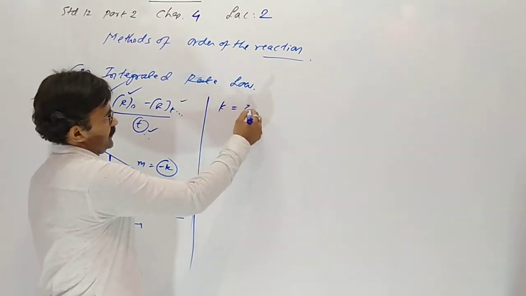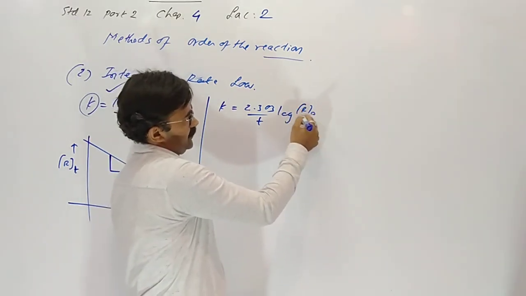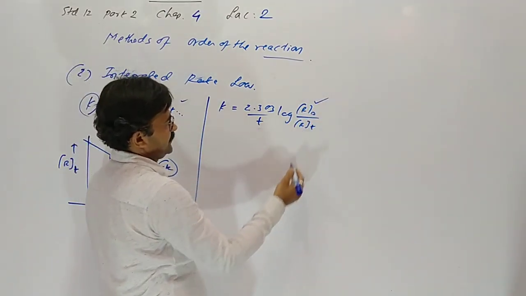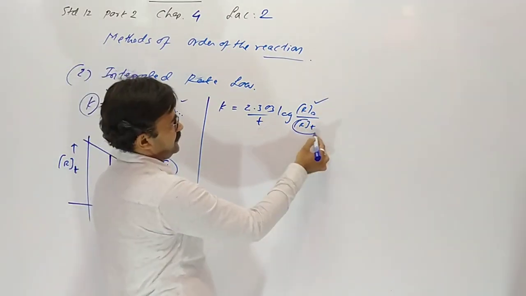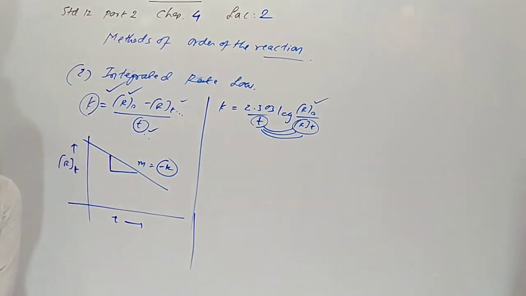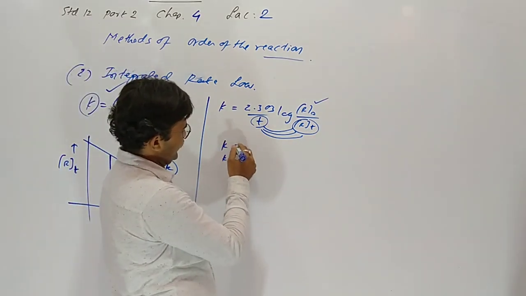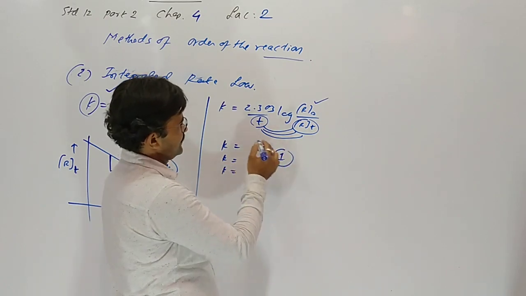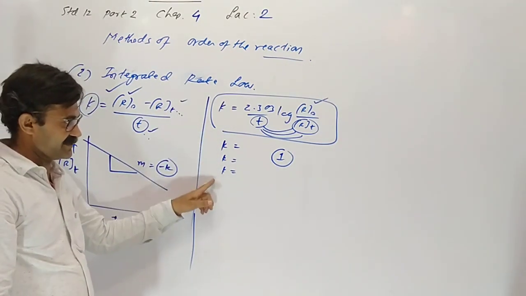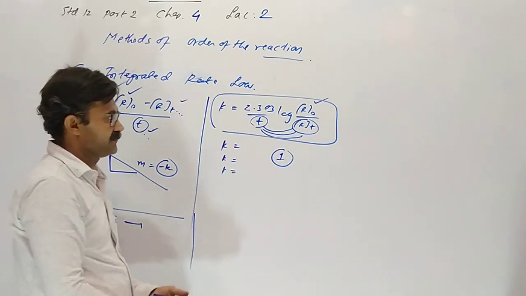Now for first order, k is equal to 2.303/t log R0/Rt. Same as before, R0 is the initial concentration, Rt means the concentration at different times. When we put in the values at different time intervals and the derived value of K remains the same every time, we can say our reaction is first order. If the value of K is not the same in different trials, it should not be first order.